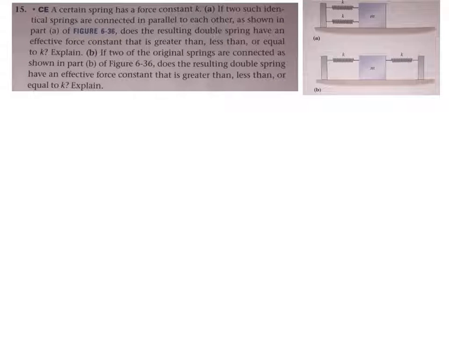Chapter 6, number 15. A certain spring has a force constant K. A, if two such identical springs are connected in parallel to each other as shown in part A of the figure, does the resulting double spring have an effective force constant that is greater than, less than, or equal to K? And explain. If two of the original springs are connected as shown in part B, does the resulting double spring have an effective force constant that is greater than, less than, or equal to K? And again, explain. So let's talk about part A.